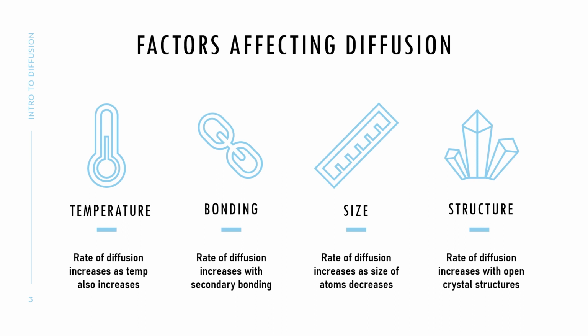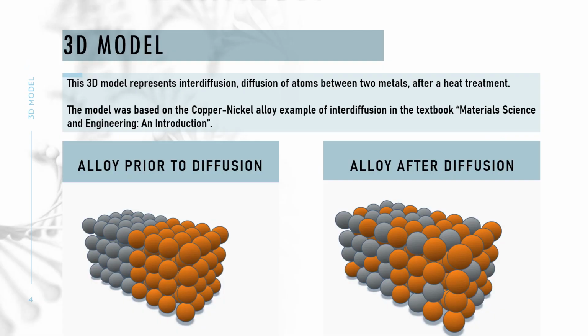These include bonding types, atom size, and crystal structure. As compared to materials that have covalent or ionic bonding, diffusion rate is increased in materials with secondary bonding. Secondary bonding includes van der Waals forces, dipole-dipole forces, and hydrogen bonding. Next, the rate of diffusion increases for atoms that are smaller. Lastly, as compared to a closely packed structure, diffusion rate is faster for open crystal structures.